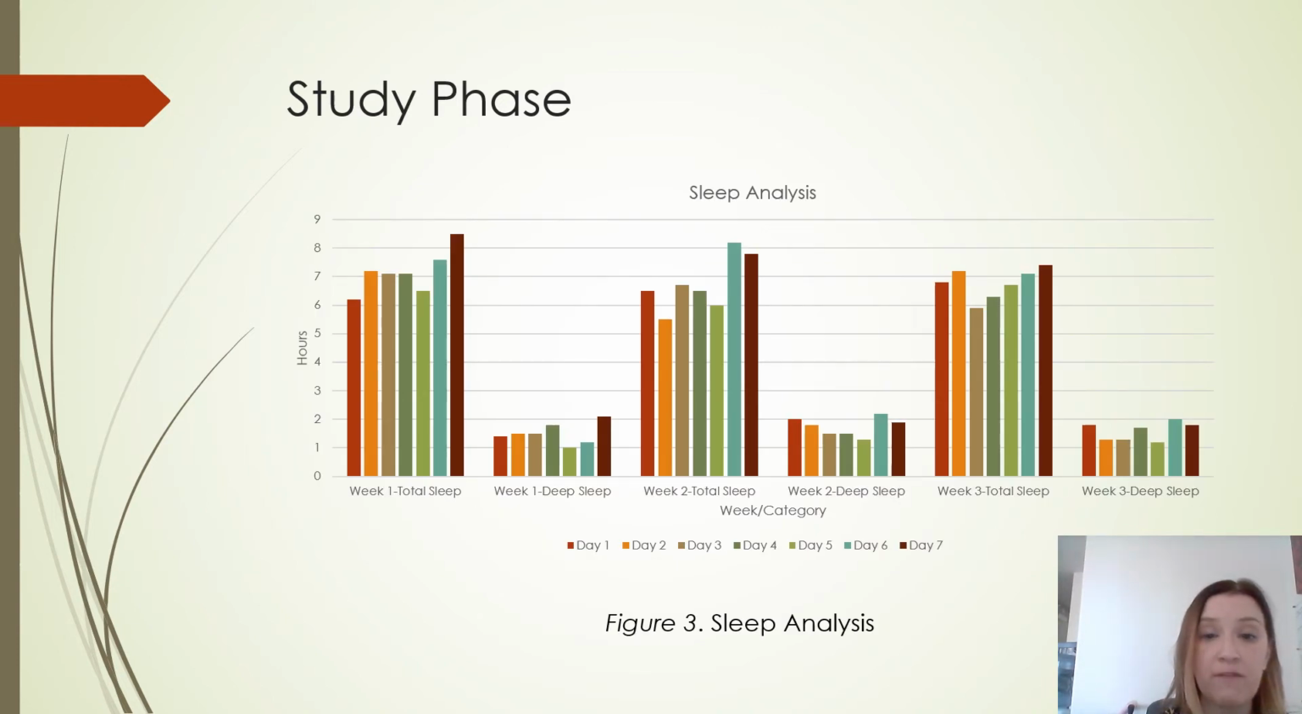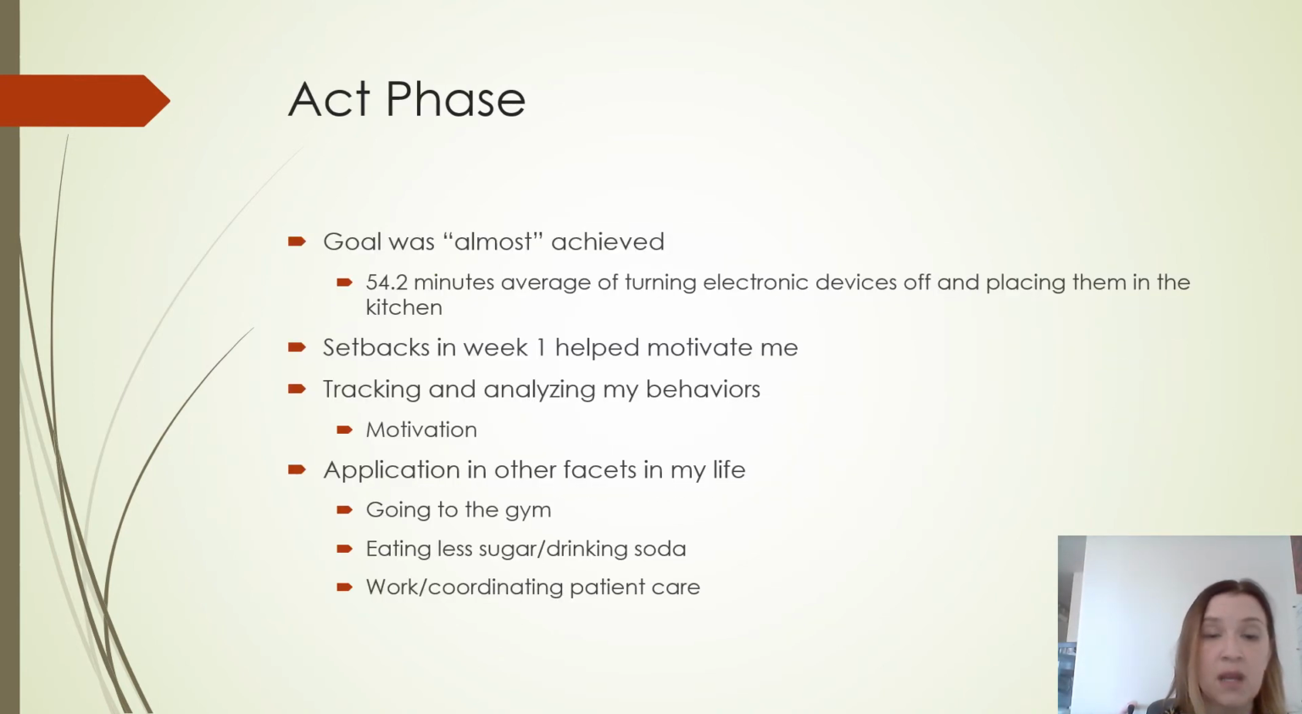And this is a bar graph of my sleep analysis and the days that I sleep more, total sleep versus deep sleep. So my goal was almost achieved. I had a 54.2-minute average of turning my electronic devices off and placing them in the kitchen, which I think is amazing that I was able to actually do. I noticed that the setbacks in week 1 did help motivate me. Seeing it on paper and being able to track it, I was able to analyze my behaviors, and it made me a little bit more motivated to move towards my goal.